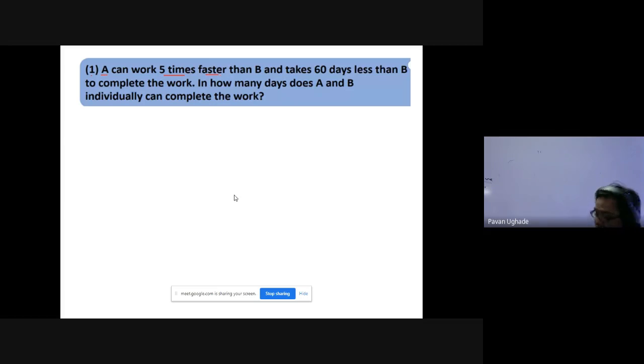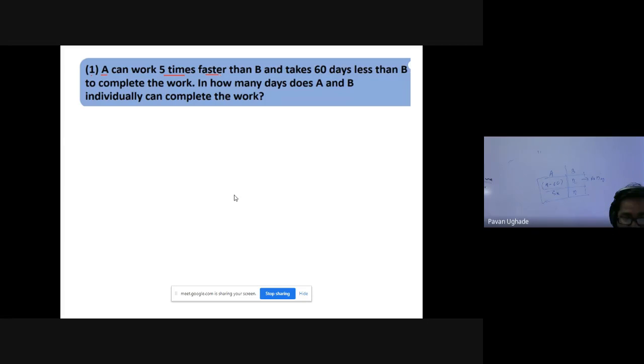So I'll simply use the board. Details of A. It is taking 60 days less than B. So how many days is B taking? Let's assume B is taking n days. If B is taking n days, A is taking 60 days less, right? A can work 5 times faster than B and takes 60 days less than B to complete the work. If the speed of B is n, what is the speed of A? Because A is taking less time, its speed will be more, right? 5 times faster. So can I write 5n? If the speed is n, it is 5n, 5 times faster. That is why it is taking less time to finish that job, right?